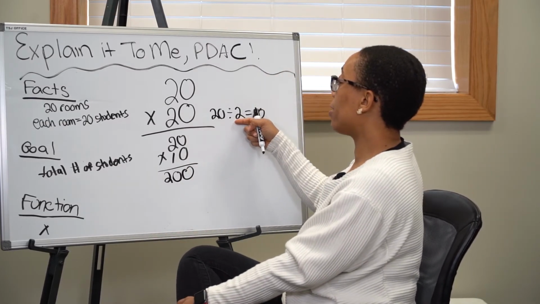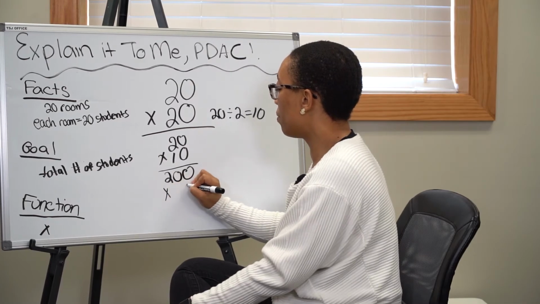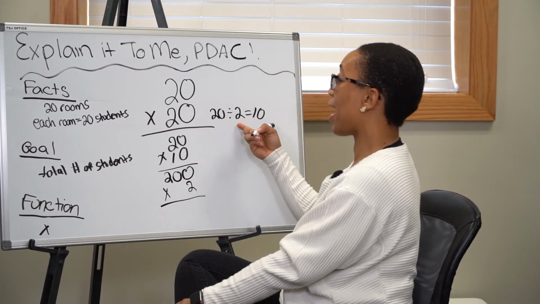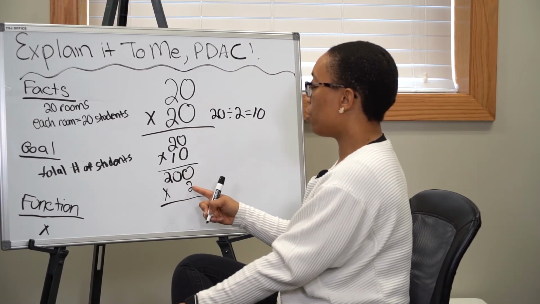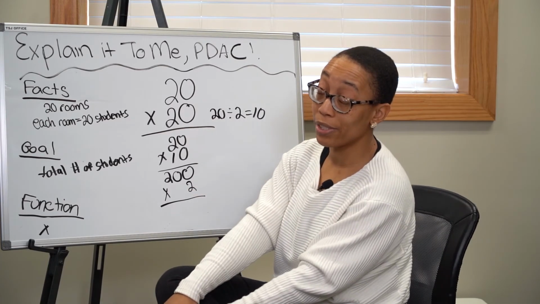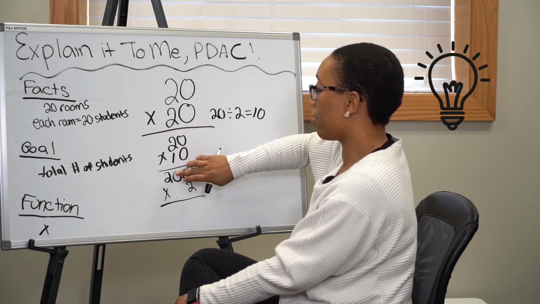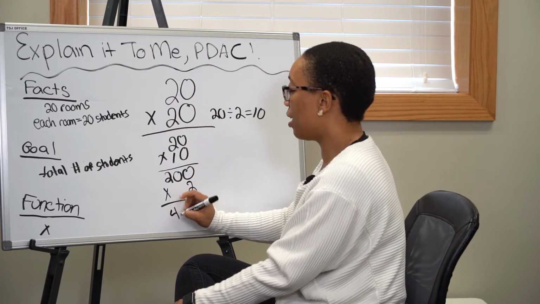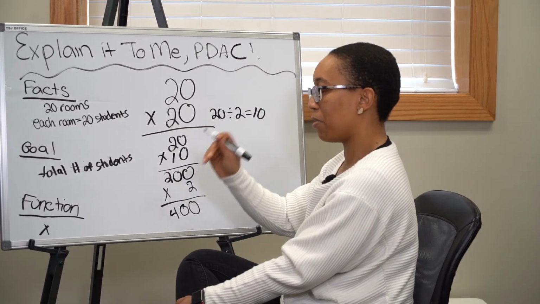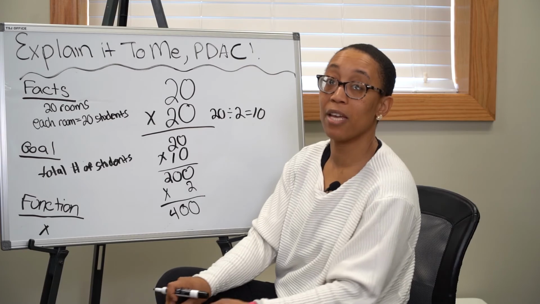So we divided by 2. We got to multiply by 2 because now we're doubling. So we halved it and now we're doubling. 200 times 2. I'm going to do the shortcut again. I'm going to cover the zeros. 2 times 2 is 4. Add the zeros. We got 400. We got to the same answer.